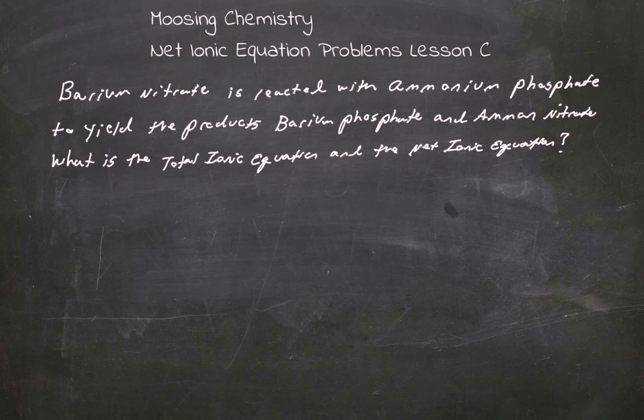So it's kind of like a word equation. So we go barium nitrate, NO3. Now, plus ammonium phosphate, that's NH3PO4, yields barium phosphate plus ammonium nitrate.